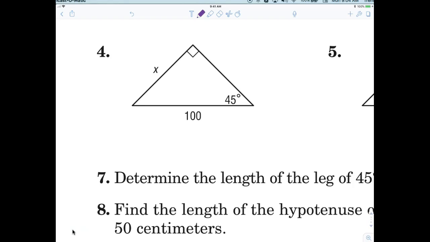If not, I never really like to do that because in a couple of weeks, you're probably not going to remember that. I would prefer that you just say it is 100 divided by radical 2, which then simplifies to 50 radical 2. Do we have any questions with that?